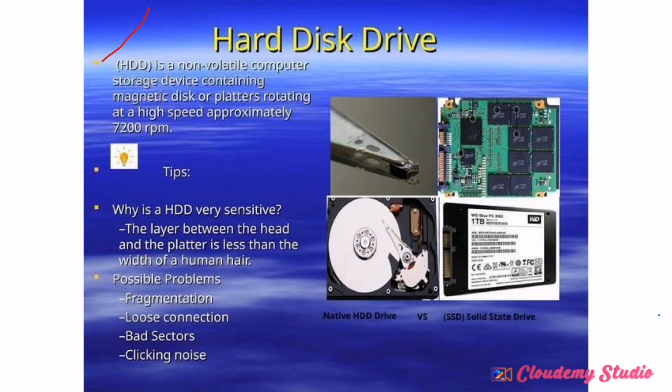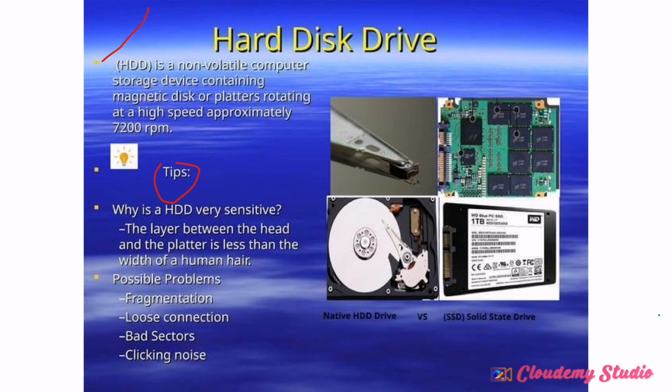So a hard drive is a non-volatile computer storage device containing magnetic disks or platters rotating at a high speed, approximately 7,200 RPM.